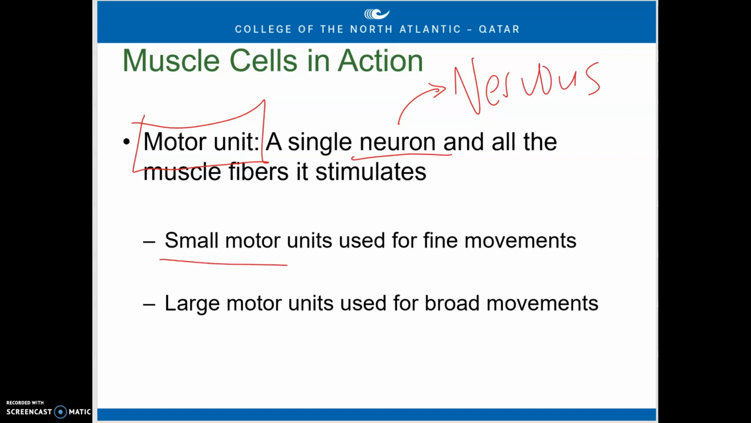Now, we can have small motor units, and these are going to be used for fine movements. So if you're manipulating something with the tips of your fingers, we'll be using our small motor units for that. We'll also have large motor units, and these are used for much broader movements. So if you're running, for example, those are going to be innervated, or controlled, by a larger motor unit.